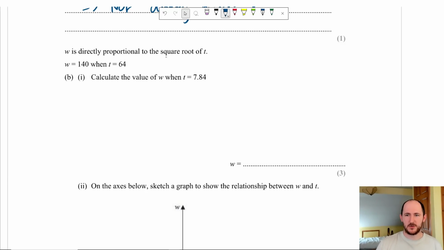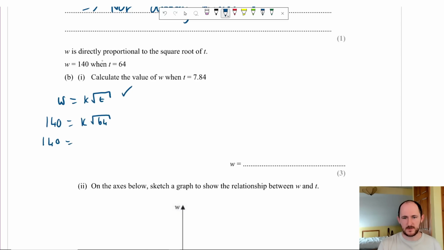W is directly proportional to the square root of t. If you just write W equals k square root of t, that's 1 mark. The second mark is for working out k using the information they give you. So W is 140 when t is equal to 64. So that's 8. So 140 equals 8k.